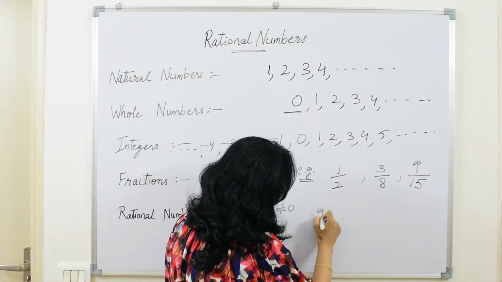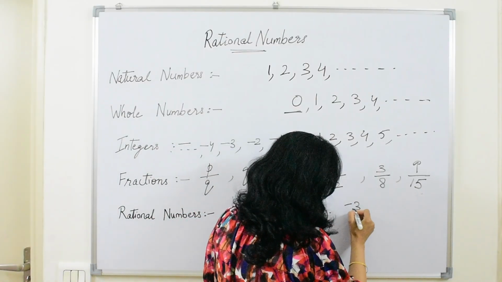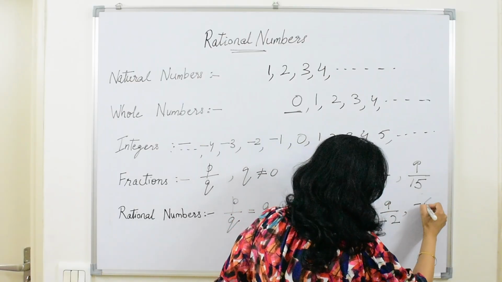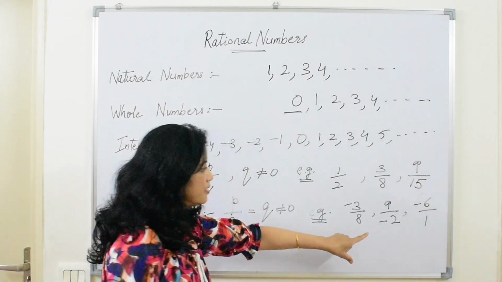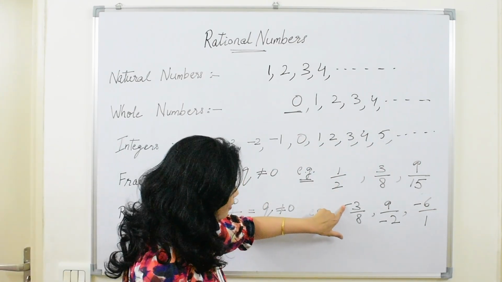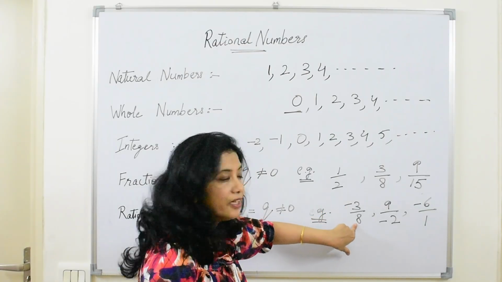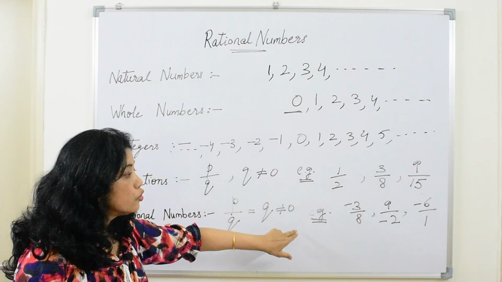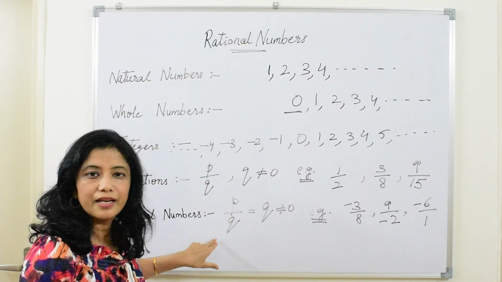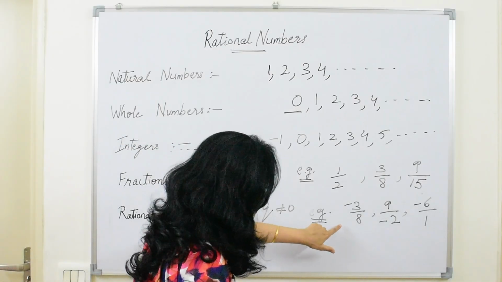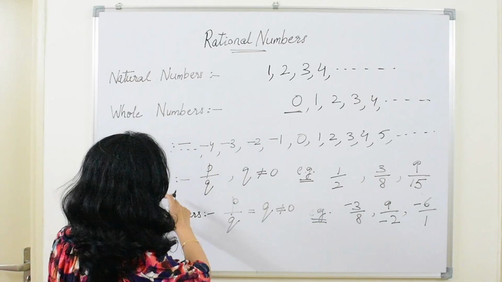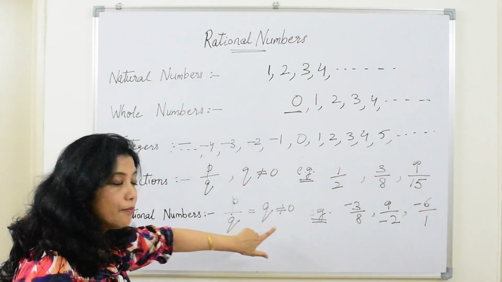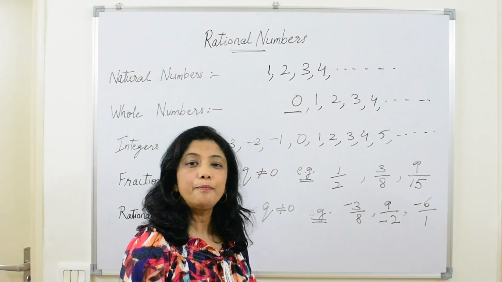For example, -3/8, 9/-2, -6/1. See here the difference. In rational numbers, the numerator can be negative with the denominator positive, or the numerator positive with the denominator negative. So we were introduced to negative numbers in rational numbers. Now rational numbers can be positive and negative. Like in integers we had negative numbers and positive numbers, similarly in rational numbers also we have negative numbers and positive numbers.